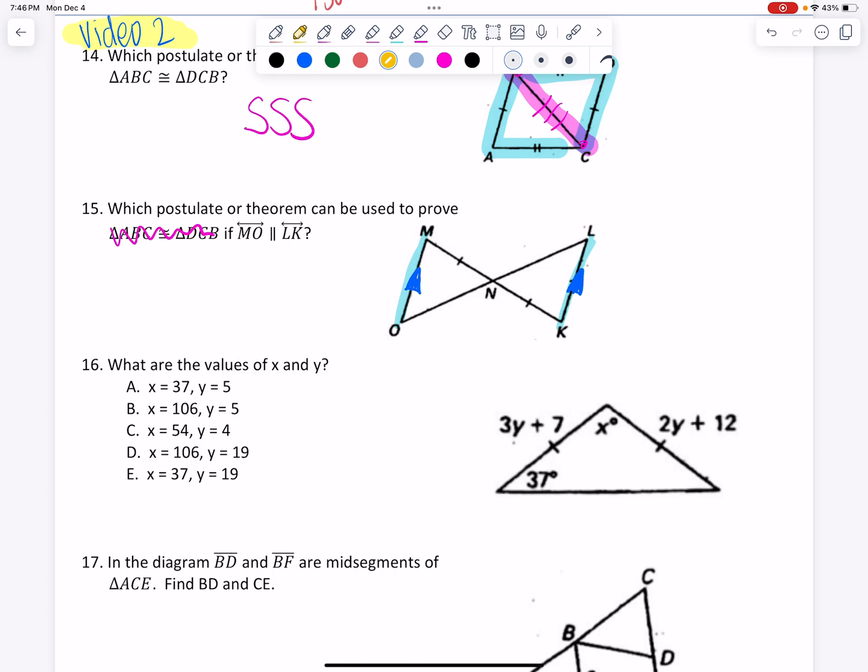The first thing I'm going to do is recognize that these cross at point N. Y'all are so used to adding vertical angles, I'm going to do that from the start. And then now I've got an angle and a side congruent. So I'm missing one more thing.